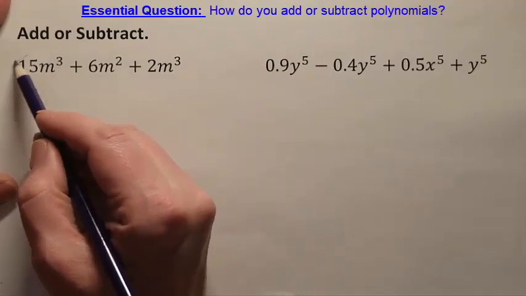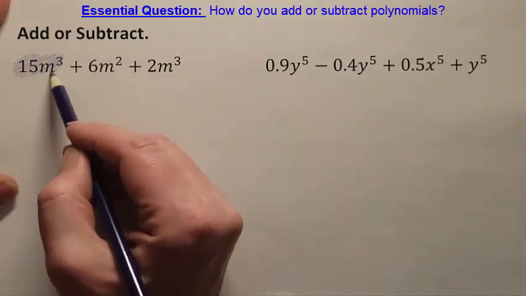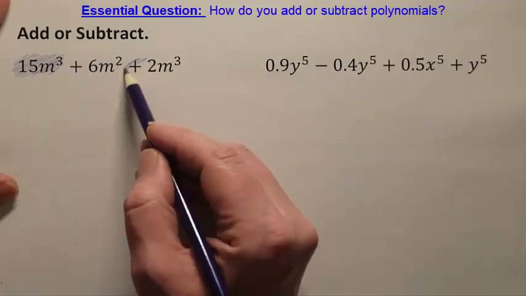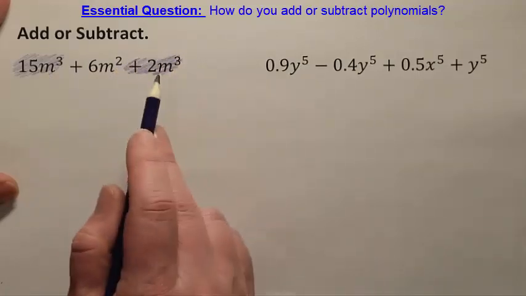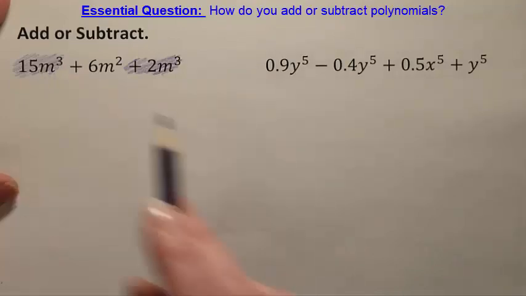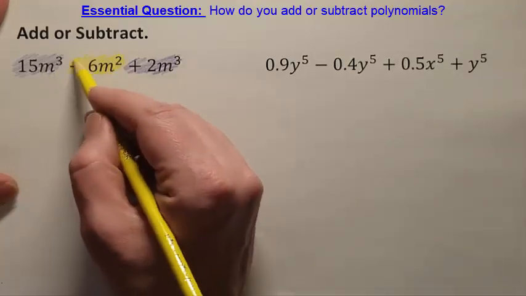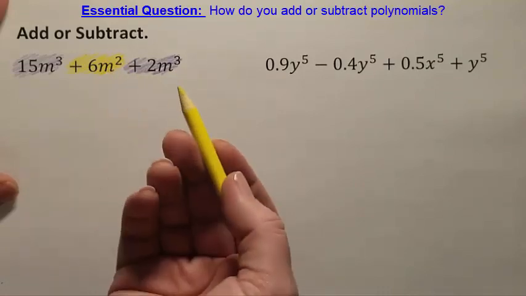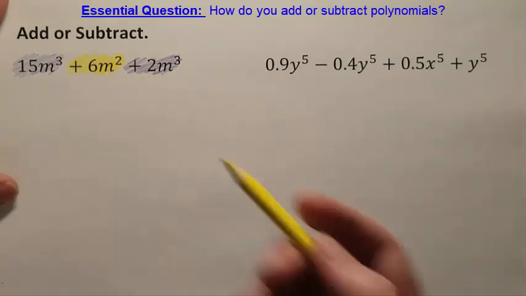So m to the thirds are only allowed to be combined with other m to the thirds. This is not an m to the third, but this is a positive 2m to the third. So I am allowed to combine m to the thirds with m to the thirds. I'm only allowed to combine this 6m to the second with other m to the seconds. I don't see any other m to the second, so I'm not going to color those yellow.